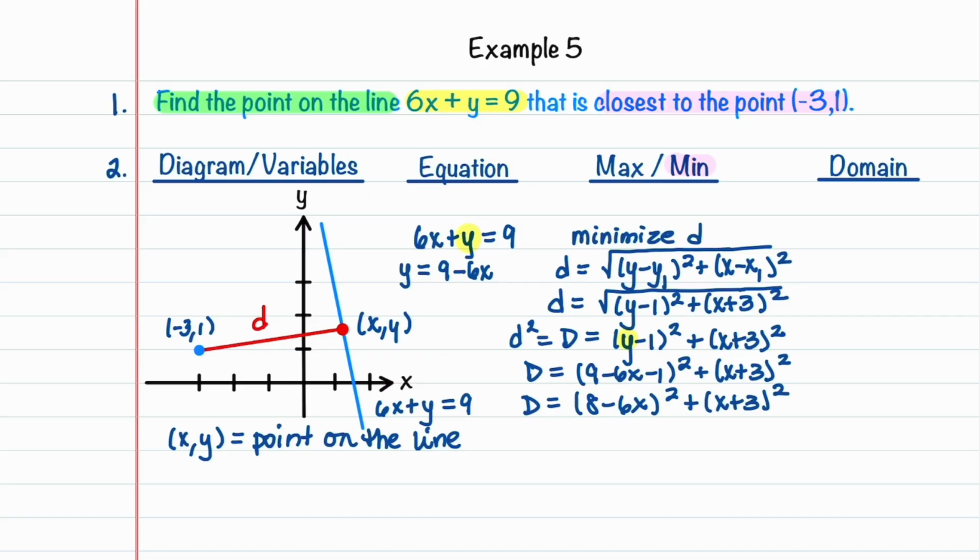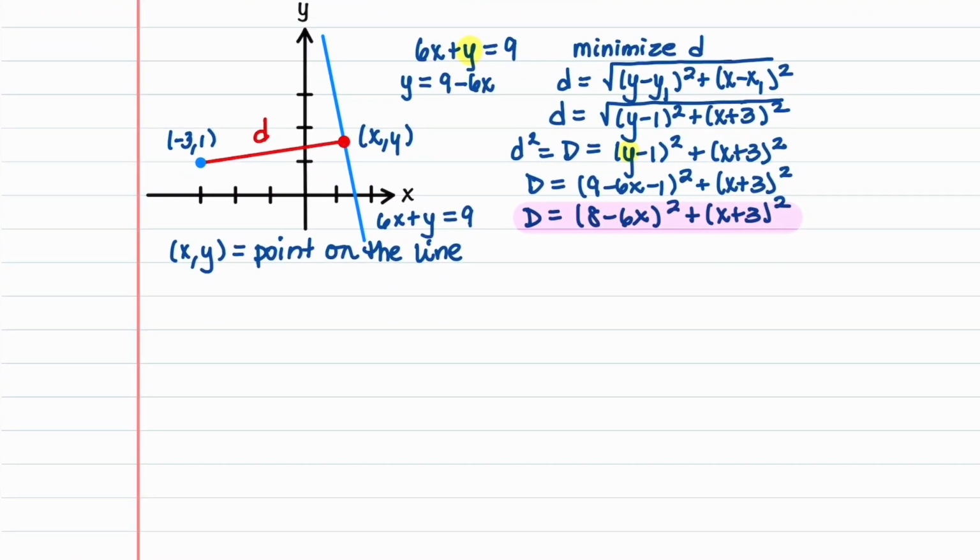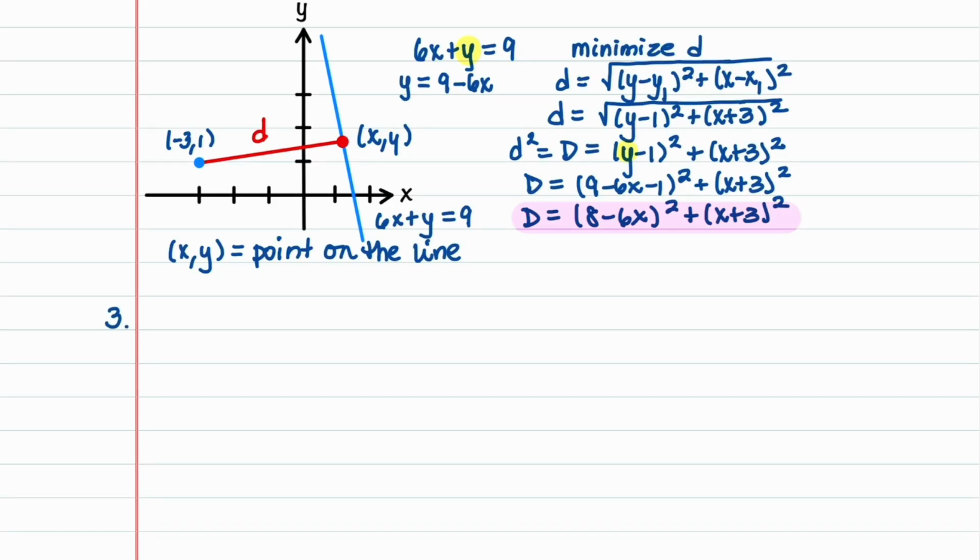Now we're all set to go on to step 3. I'm going to highlight this because we're going to need that. Our third step is to find the critical values of our function capital D, so we need to take the derivative and set it equal to 0. I'm going to go ahead and recopy what we have. D is (8 minus 6x) squared plus (x plus 3) squared. We could have multiplied that out and found the derivative, but I think it's just as easy to do it this way. We're going to take the derivative, and we're going to need the power rule and the chain rule.